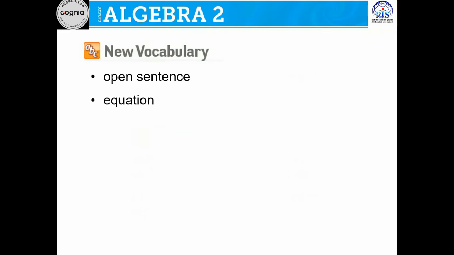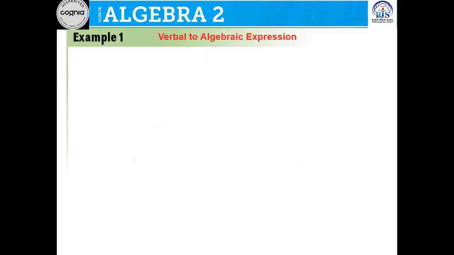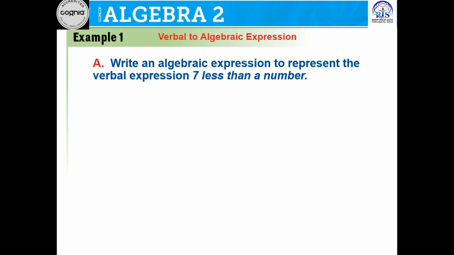We have some new vocab. We are going to recognize them during the lesson. Write an algebraic expression to represent the verbal expression 7 less than a number. Less than means minus. The number, we don't know it. This means it is a variable. Therefore, we can choose any variable and subtract 7 from it. Like this, n minus 7 or x minus 7. You can use any letter you want.